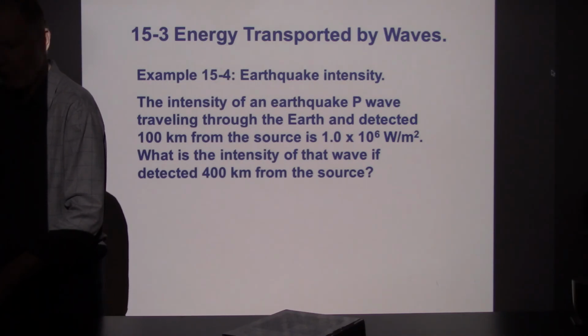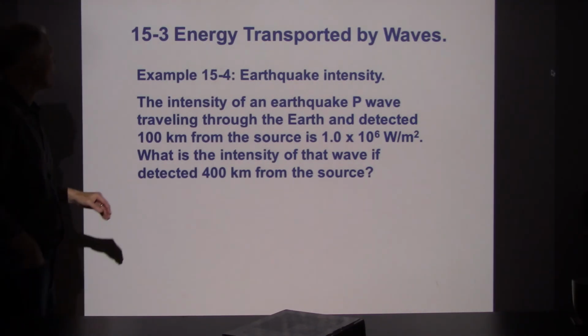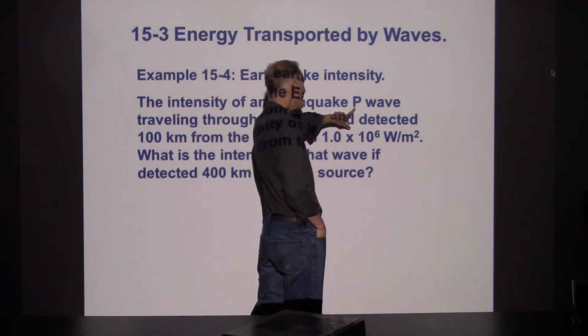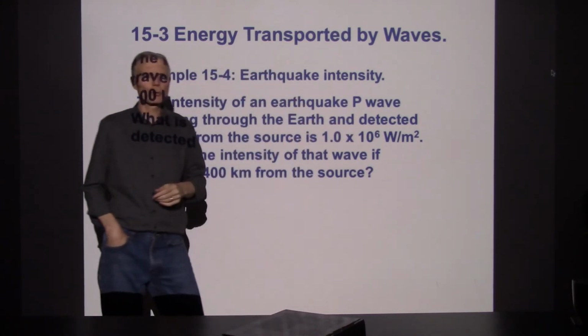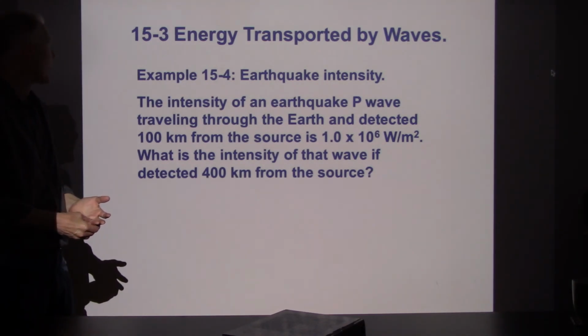So here's an example. They're looking at earthquake intensity. I always get these backwards. I think the P waves are longitudinal and the S waves are transverse. I might have that backwards. You may have to check me on that.